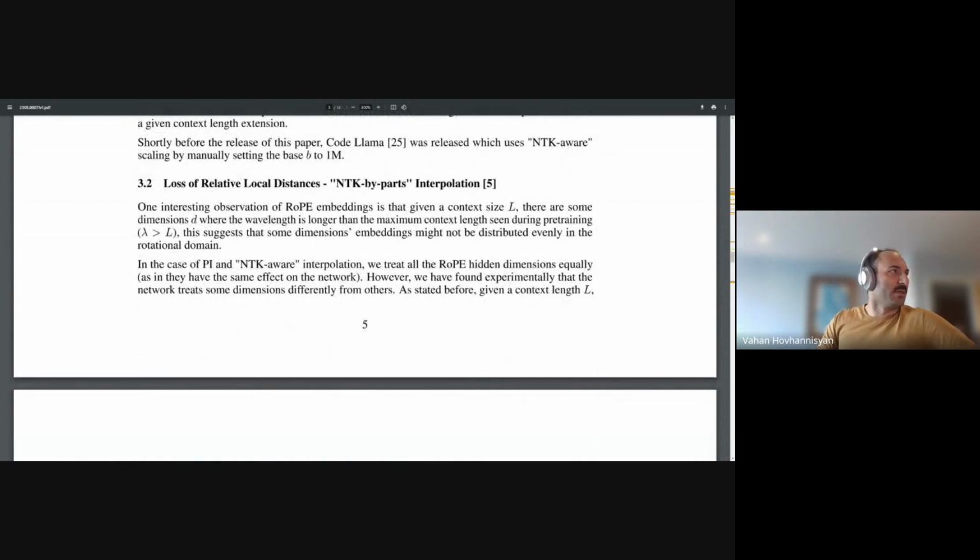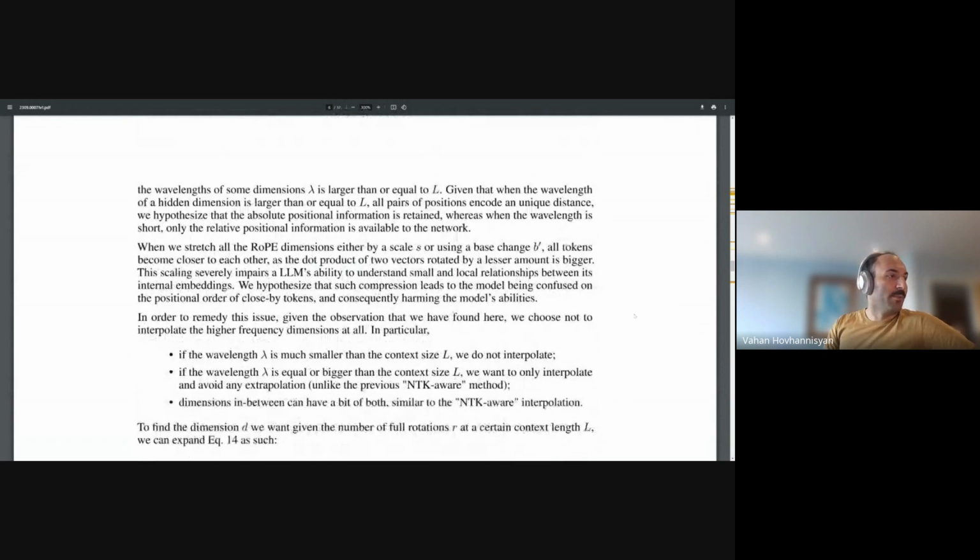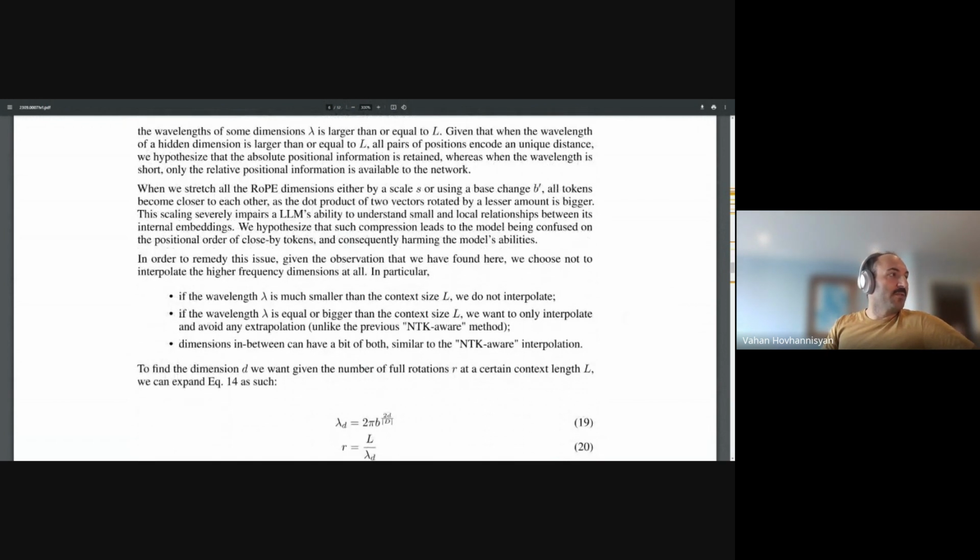This is, again, a similar problem, loss of relative local distances, right? Because, again, this is a similar issue, really. And then it says, if the wavelength is much smaller than the context, then we do not interpolate. They find these solutions really by exploring ideas. I don't think there is strong theory, except that you look at what happens to the model. So if the wavelength is much smaller than the context size, we do not interpolate.